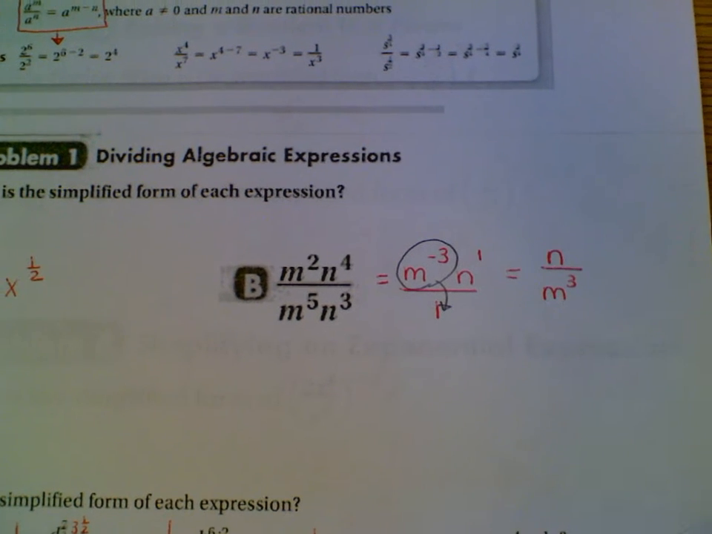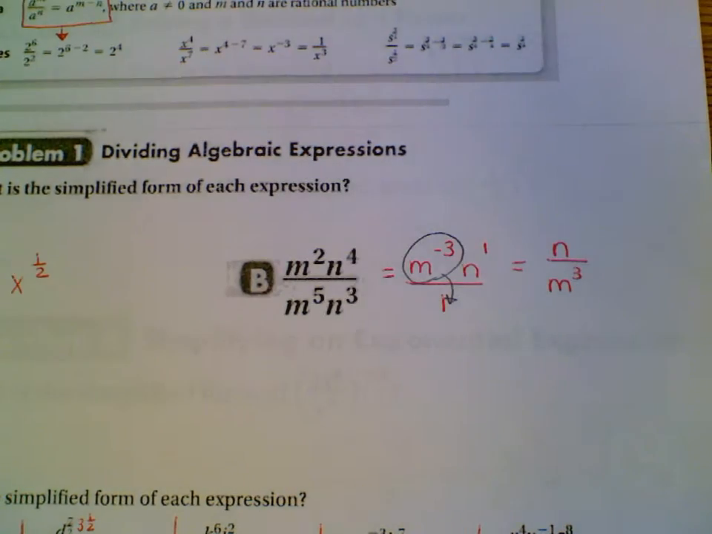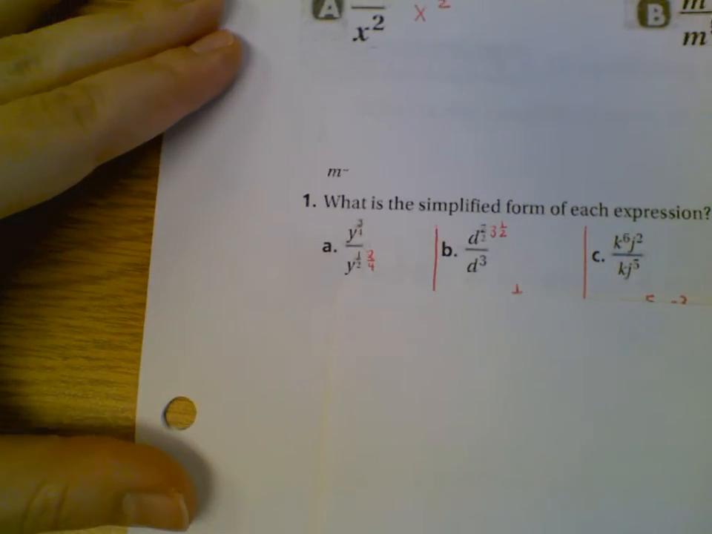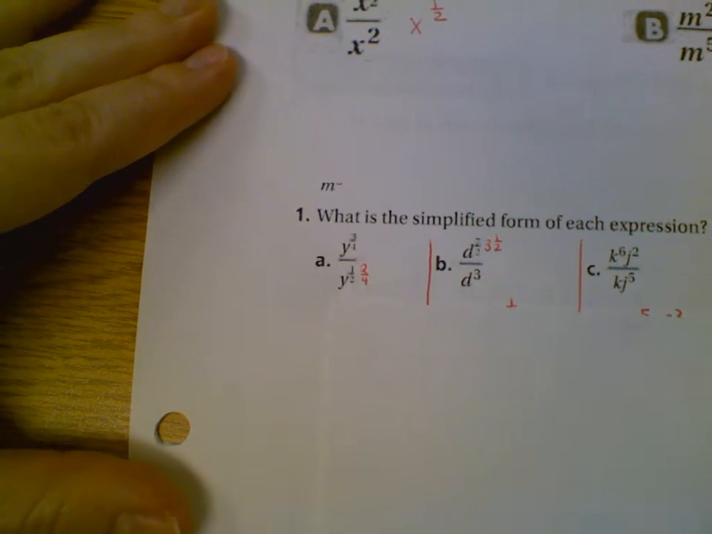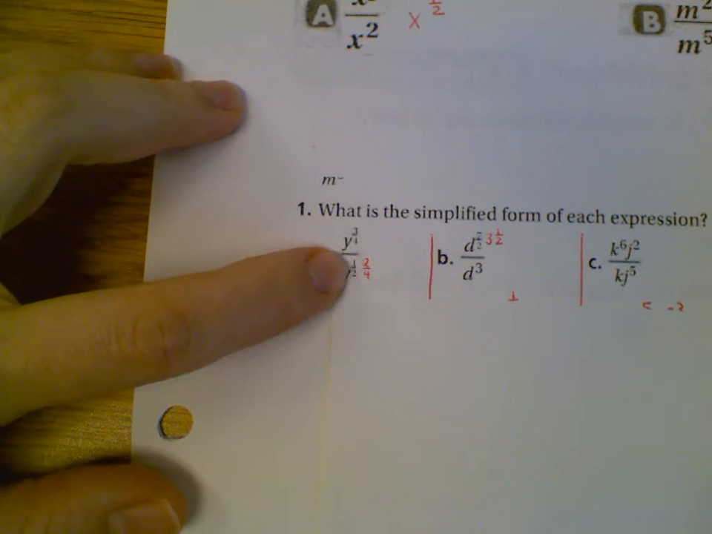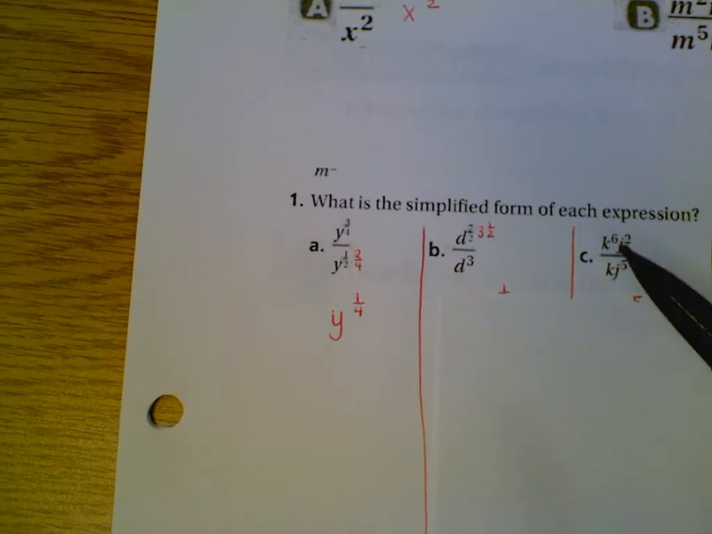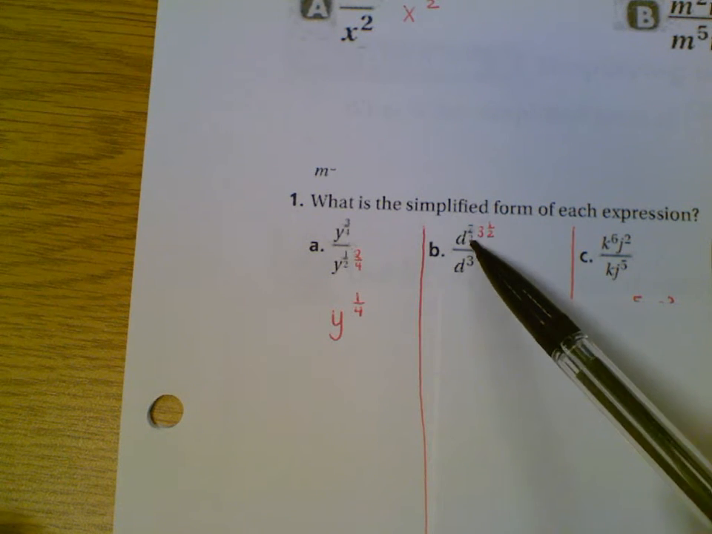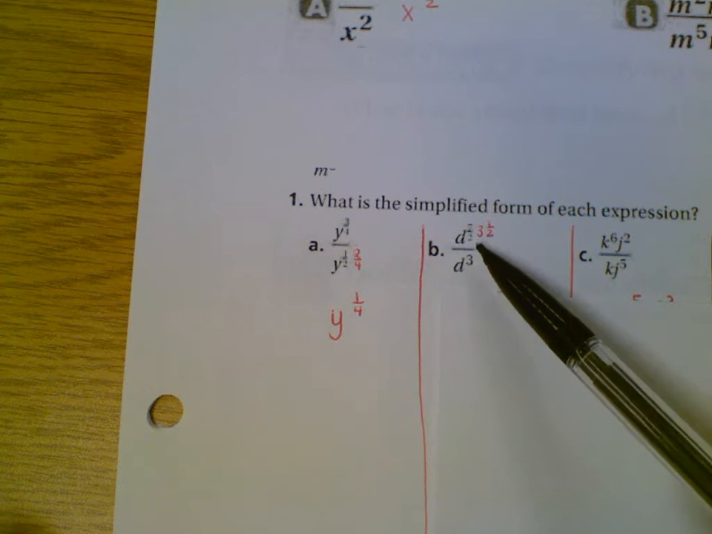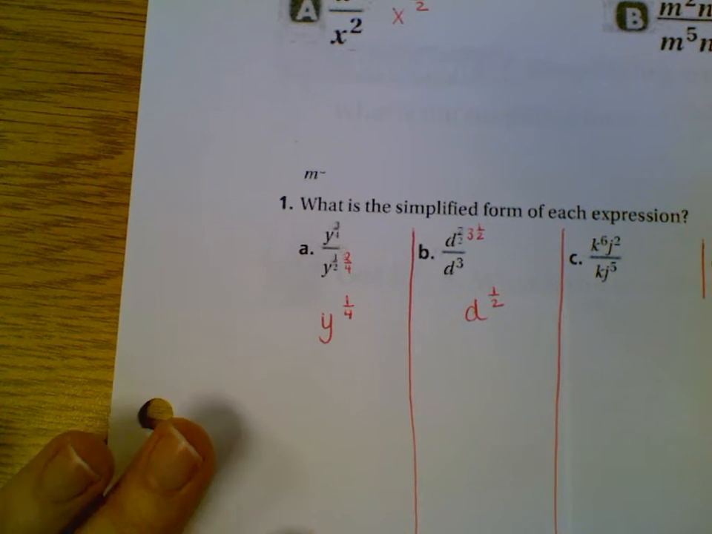Now I want you to pause the video and try the last 5 on the bottom. So on the first one, you had y to the 3/4 over y to the 1 half. So you should be subtracting 3/4 and 1 half, and you would get y to the 1/4. On the next one, I have d to the 7 halves over d to the 3rd. Again, I have the same bases, so I'm going to subtract those exponents. So I would get d to the 1 half.